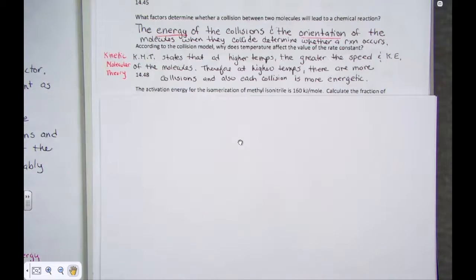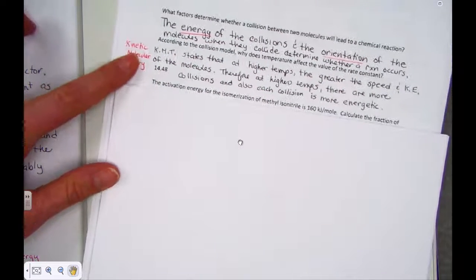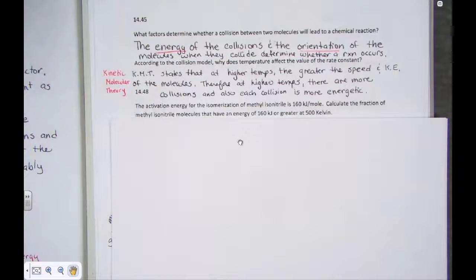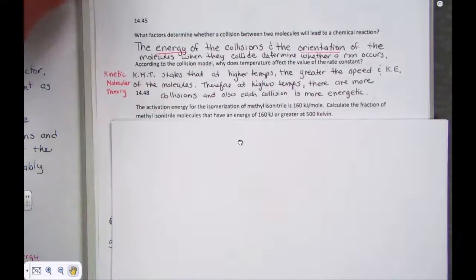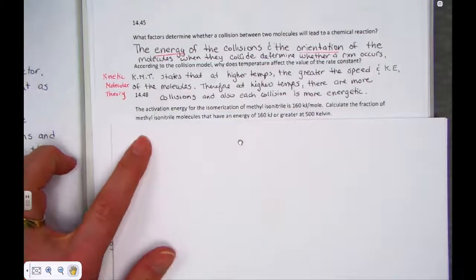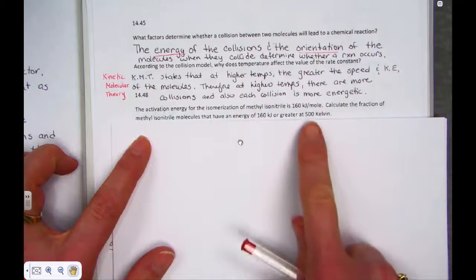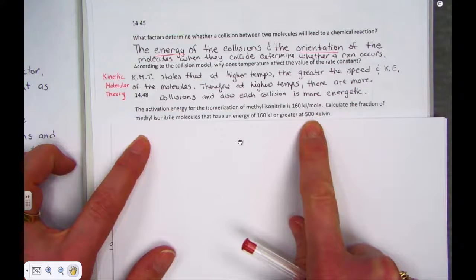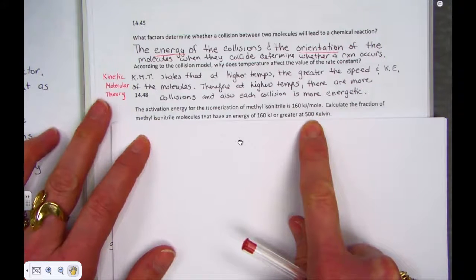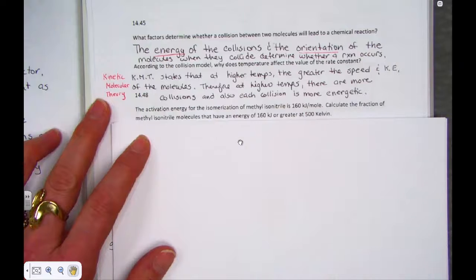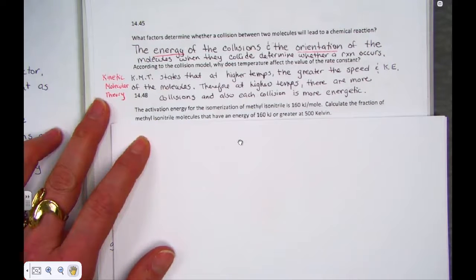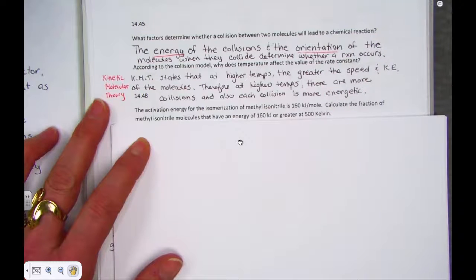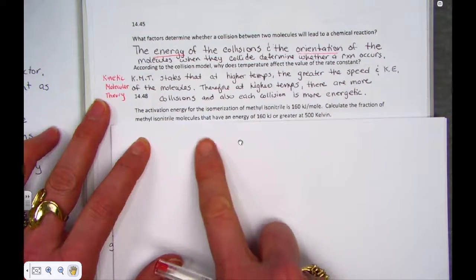Number 48, when ready. The activation energy for the isomerization of methyl isonitrile, again, hear these great organic names, is given as 160 kJ per mole. Calculate the fraction of methyl isonitrile that will have an energy of 160 kJ or greater at 500 Kelvin.